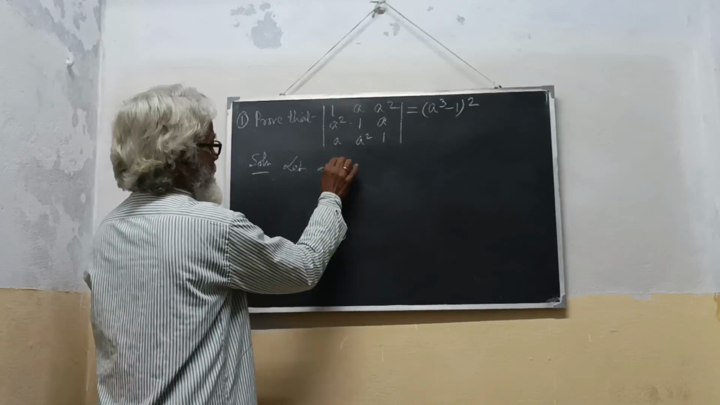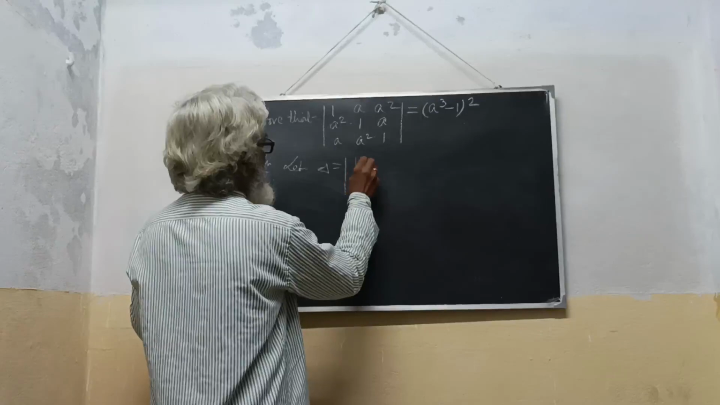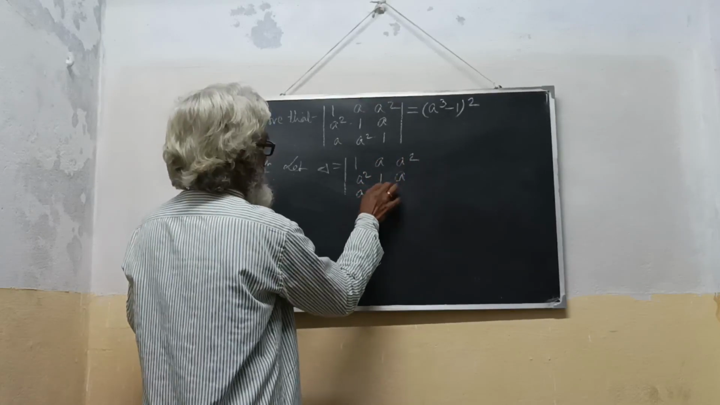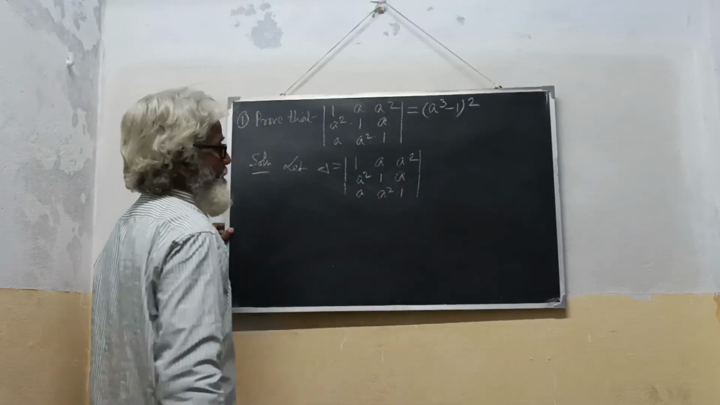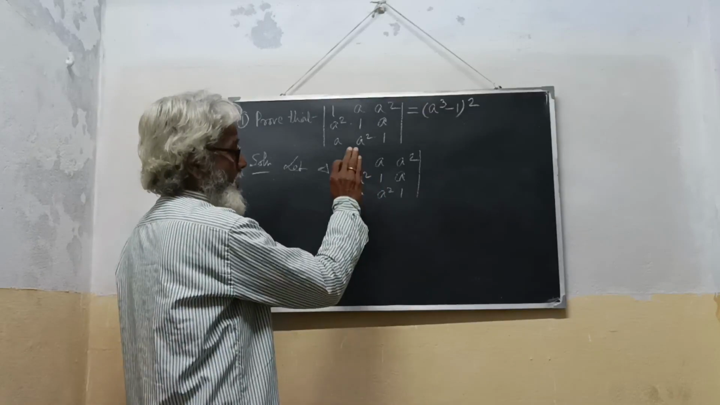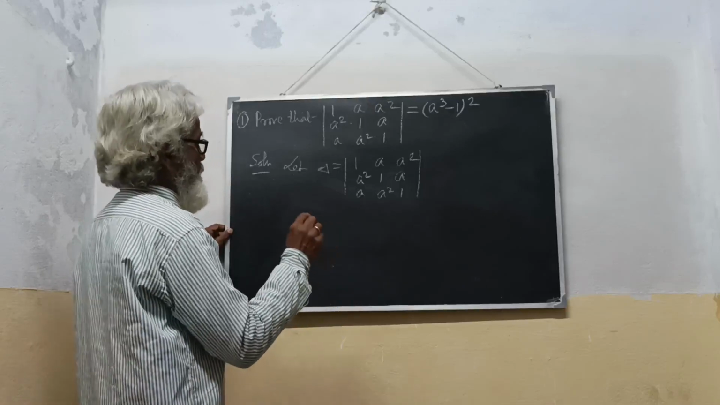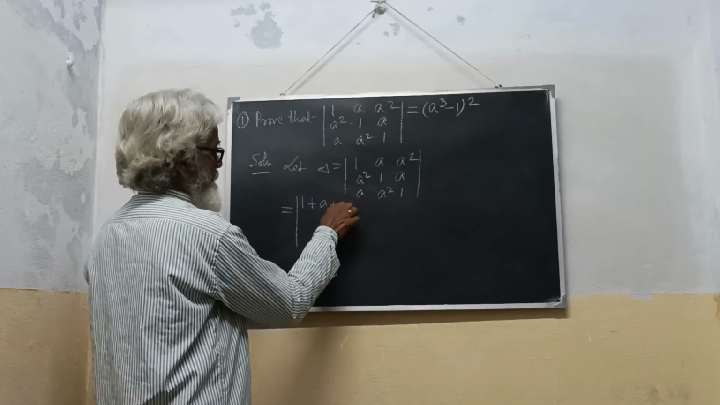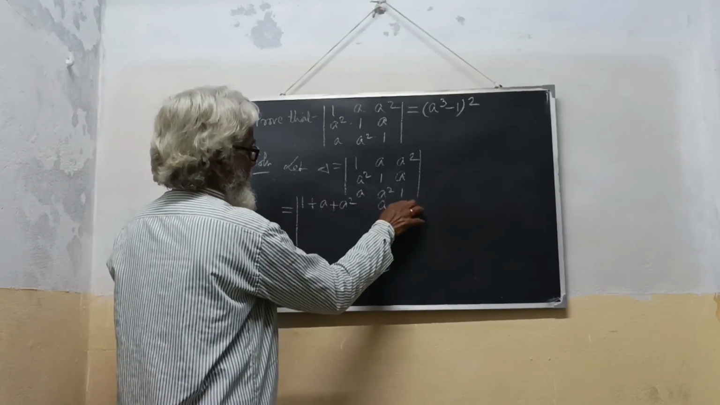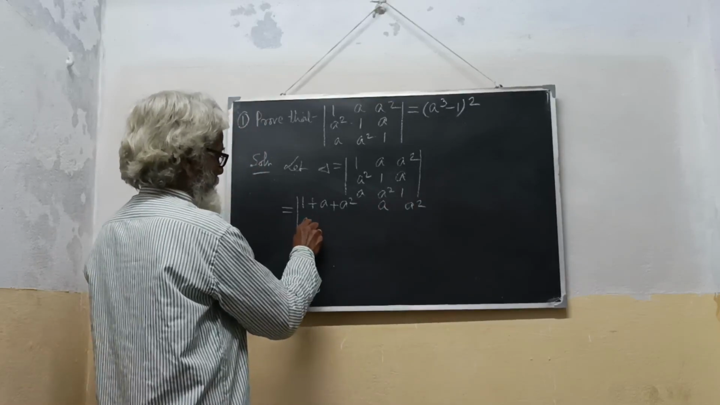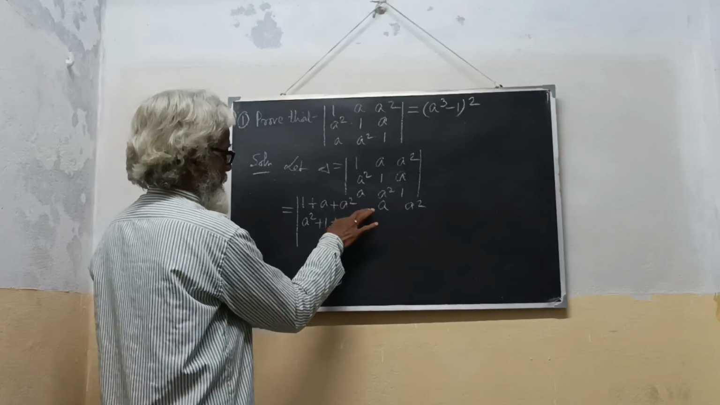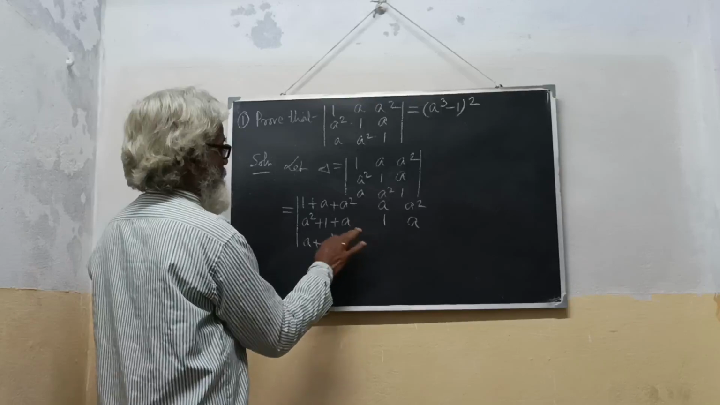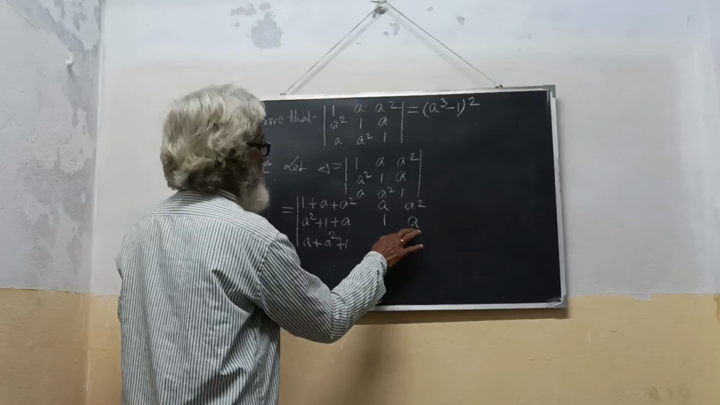let delta equal to this determinant, 1, a, square; a, square, 1; square, 1, a. Now you may write this in symbolic process equal to the determinant with first column 1 plus a plus a squared, 1 plus a plus a squared, a squared plus 1 plus a, keeping all others the same.